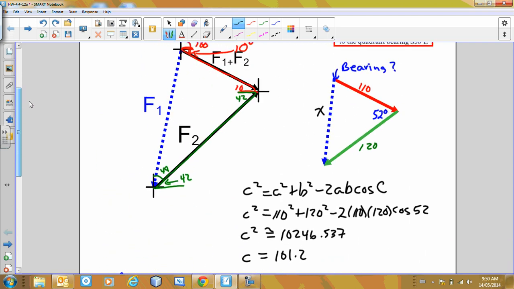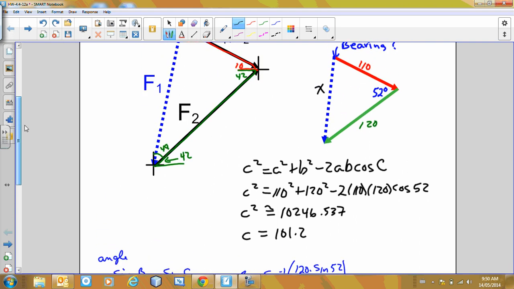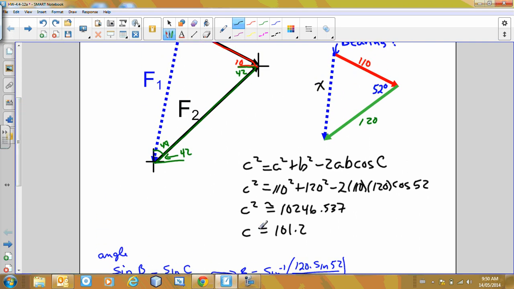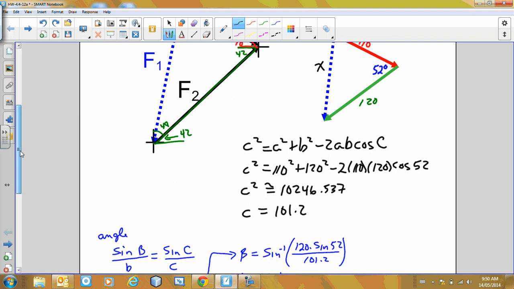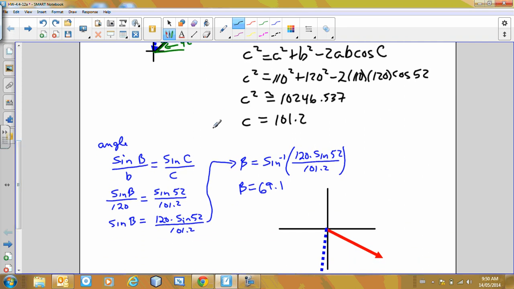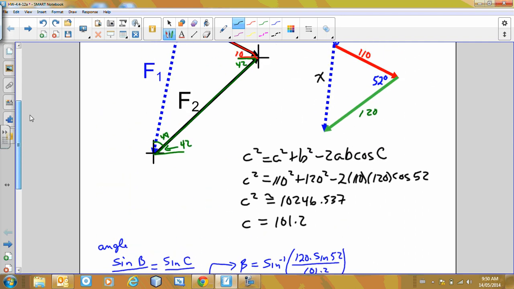From there, so that's the magnitude, we need to find the bearing. Using the same variable identification as before, this is my C side and my C angle. This is my B side and my B angle. Again, how you label them is completely up to you, but that's how I had labeled them in the previous example. So to find the angle, use the sine law, rearrange, and we find 69.1 is that angle.